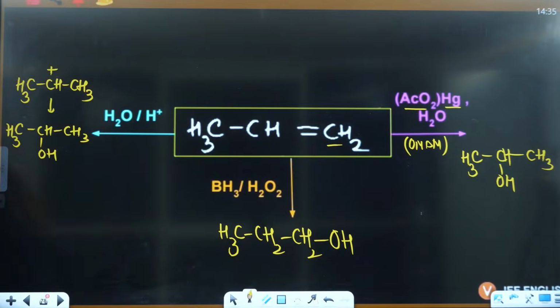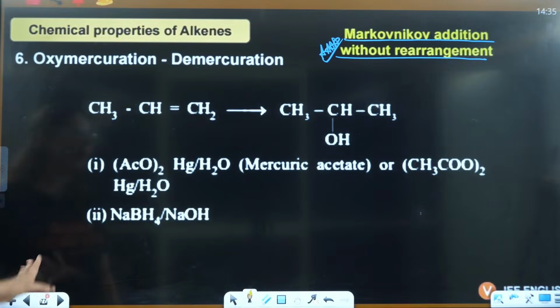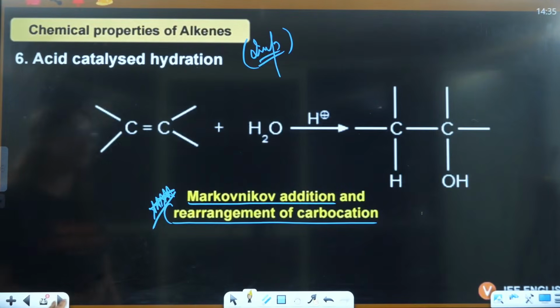anti-Markovnikov addition, right? Okay. Shivani, I think it is done already. Yes, we do that. If it is not happening, then I'll ask the team why it is not happening. Okay. Yes. Done? Tell me. Now let's see, ma'am, what exactly are these different things.